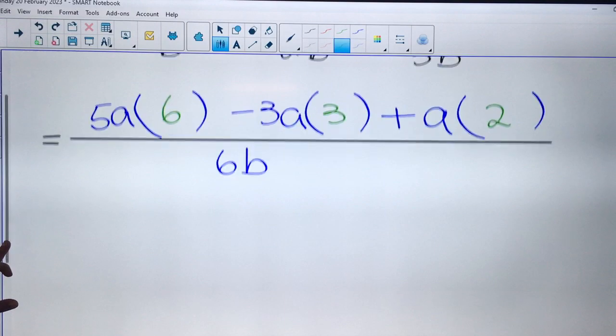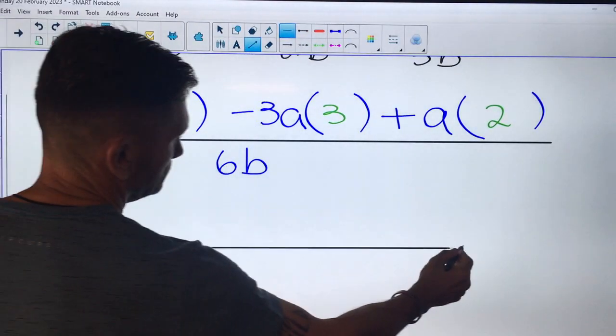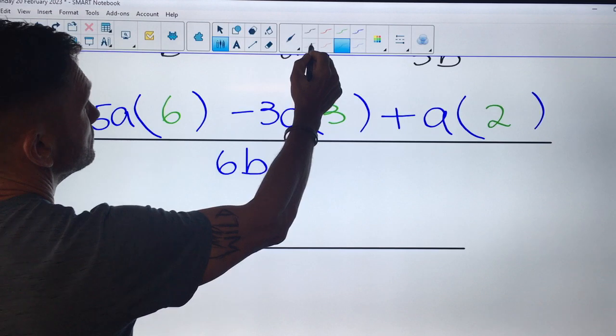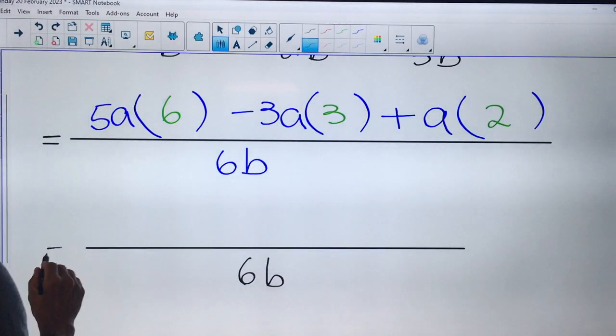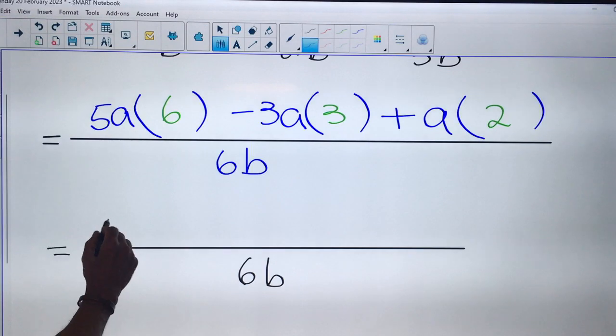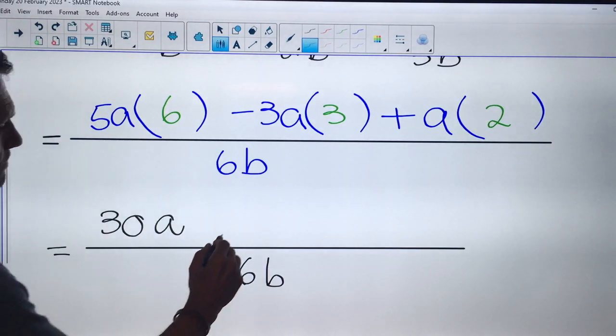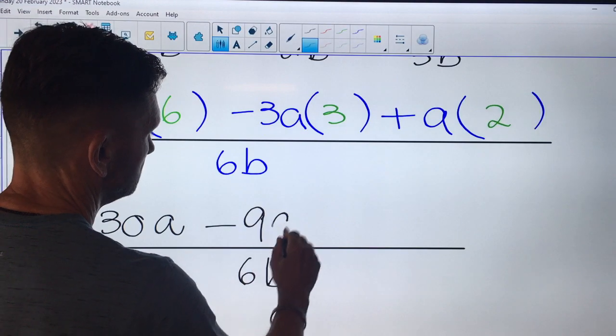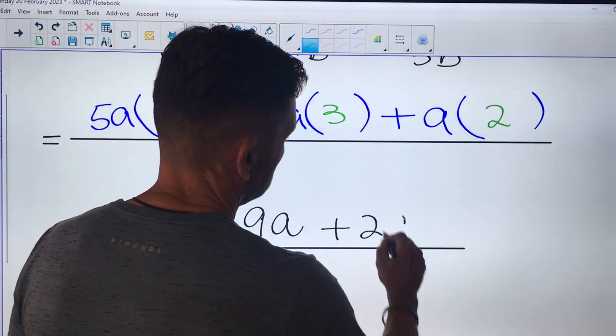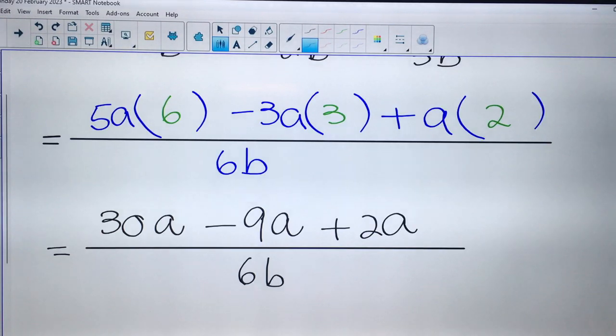Okay, now we just have to simplify by multiplying out. So this is 5a times 6 is 30a. 3 times 3 is 9a plus 2a. And 30 minus 9 plus 2 will give us 23, sir. So 23a over 6b.